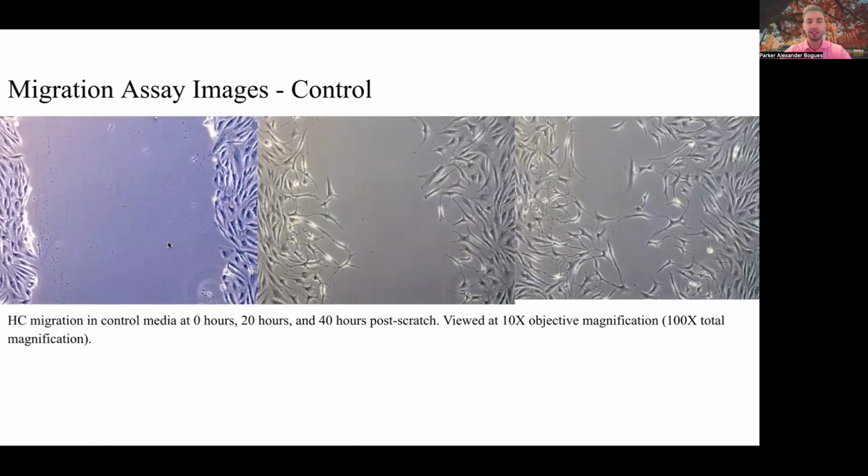So these are the migration assay images for the control. Again, this is just normal DMEM complete. These chondrocytes are in that growth medium. The figure on the far left is time point 0, hour 0. So you can clearly see the wound bed induced by the P200 pipette tip. The middle image is hour 20. So you can start to see the migration of the chondrocytes into the wound bed. And then far right is hour 40. So you see that the cells have migrated approximately 70%. So the wound is approximately 65, 70% closed.